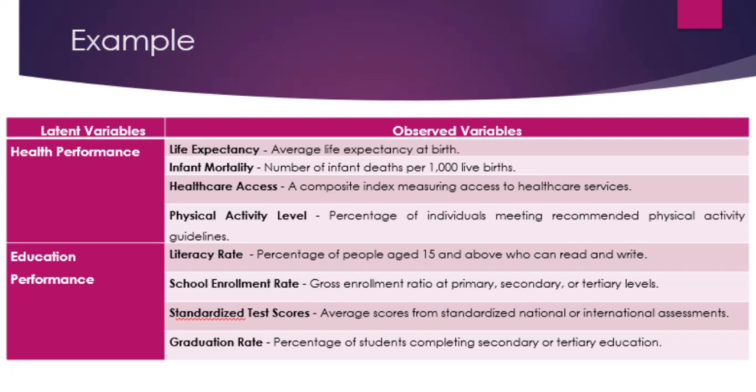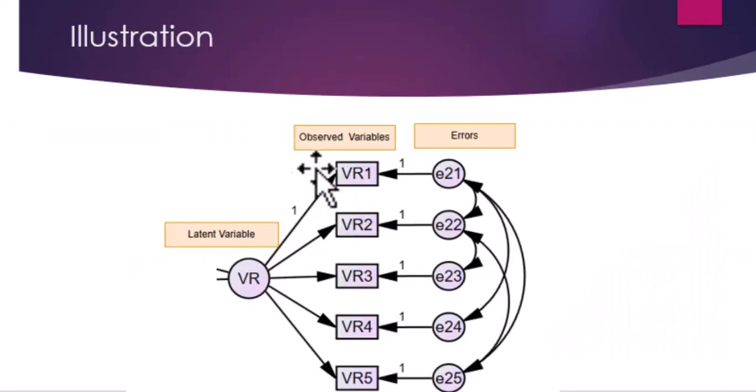In this illustration, this latent variable is measured by 5 observed variables: VR1, VR2, VR3, VR4, and VR5. When you are developing this model, we always put errors. You can see each observed variable has its own error. So that is the difference between latent variables and observed variables when you are constructing SEM.